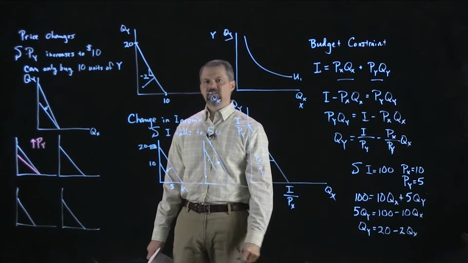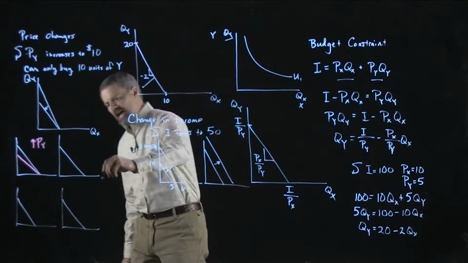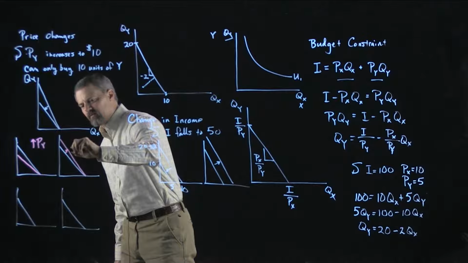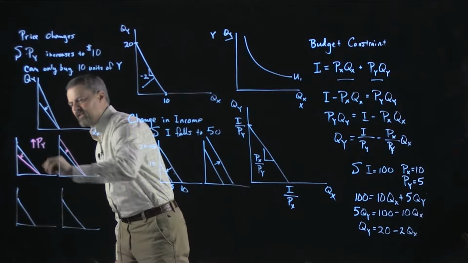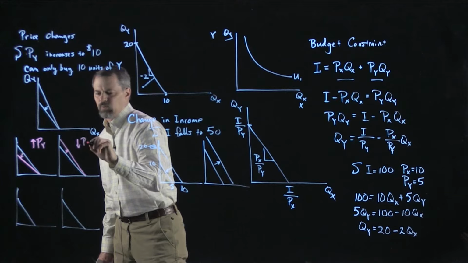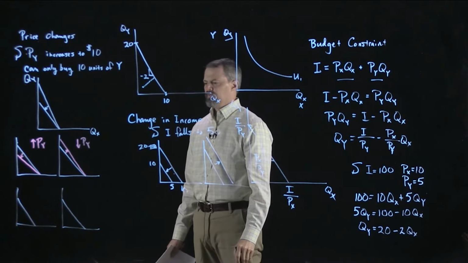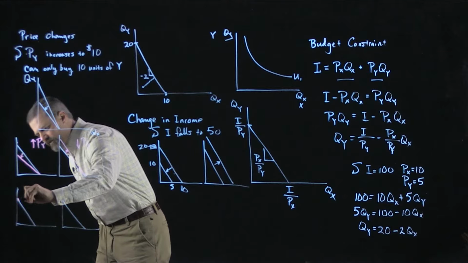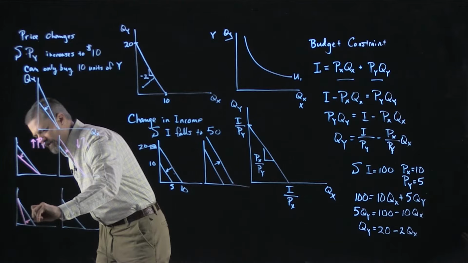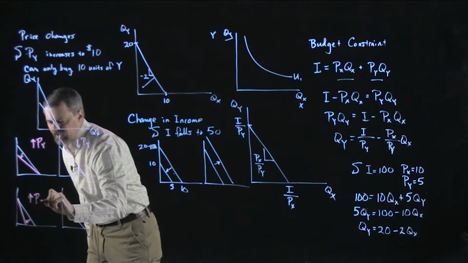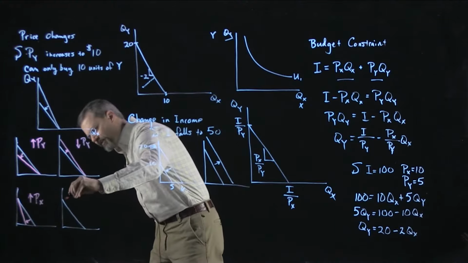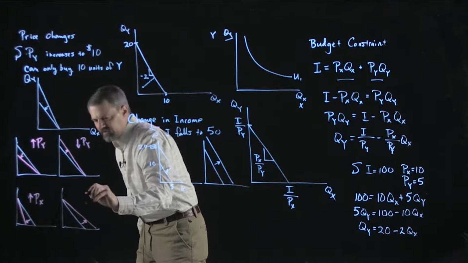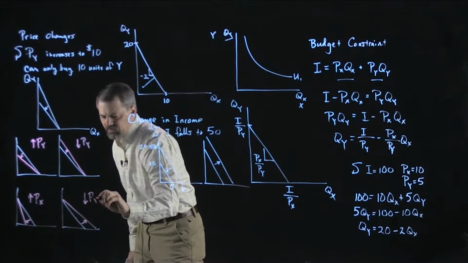A decrease in the price of good Y is good for the consumer. That will pivot the budget constraint up in that direction. This is a decrease in the price of good Y. If we think about an increase in the price of good X, that will pivot the budget constraint in like that. There's an increase in the price of good X. A decrease in the price of good X will pivot the budget constraint out in that direction. There is a decrease in the price of good X.